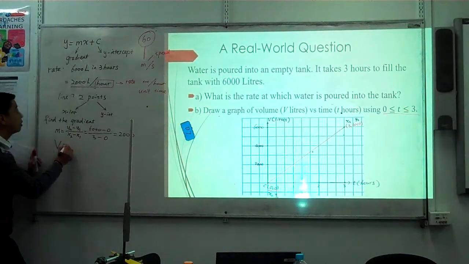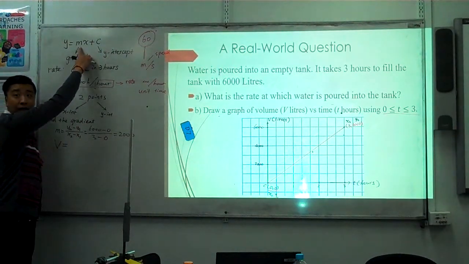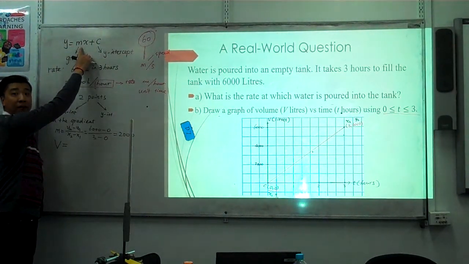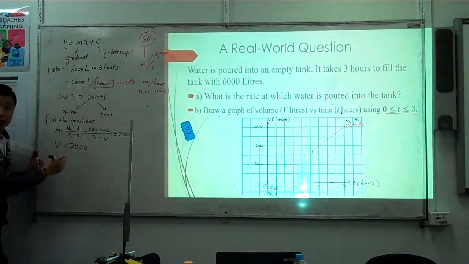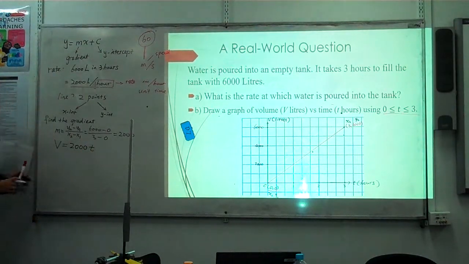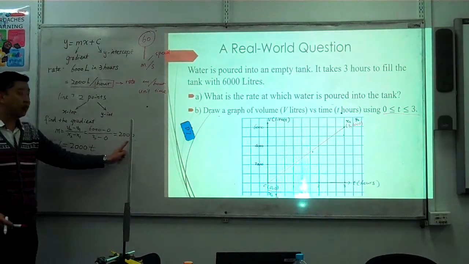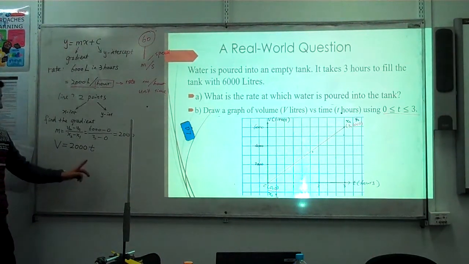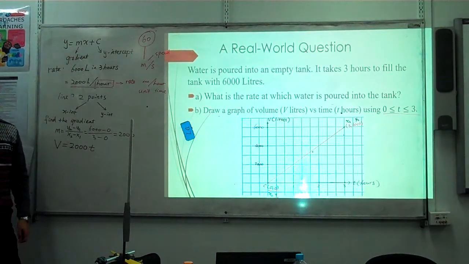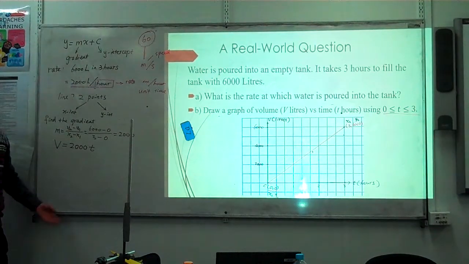V equals gradient. V equals M. What is the value of M? 2,000. And T. Because M is 2,000 T, because T is the x-axis. That is the relationship. Whatever is on the x-axis, that's what the variable is. Yes, very good. You got that. So this is the rule.